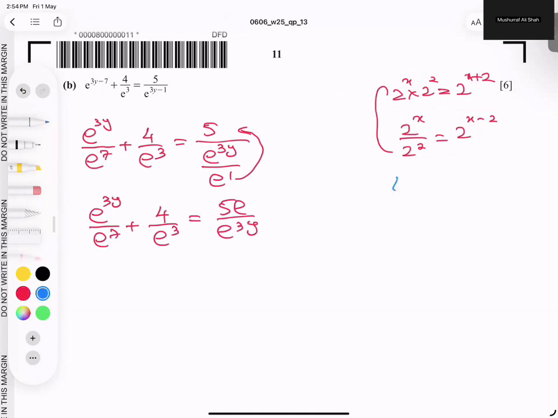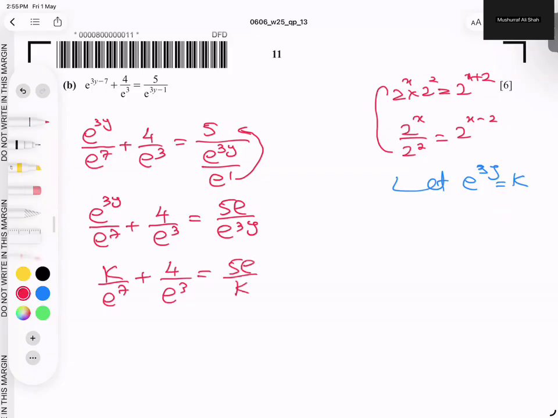Now I can say, let e to power 3y equal k. So this is the k value, students: k over e to power 7 plus 4 over e to power 3, and 5 over k. So this idea is very clear. Now, students, what to do after this? We now have a single k left, and the rest are all constants, e is a constant. We're looking for k. How do we do this kind of thing?